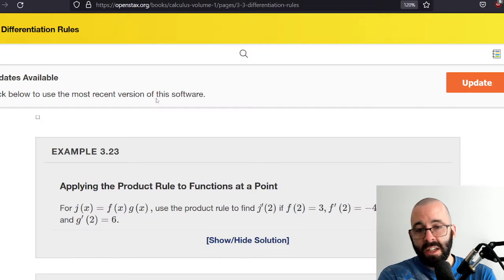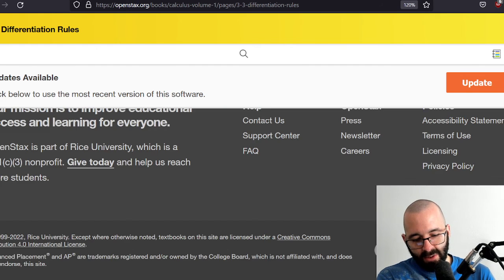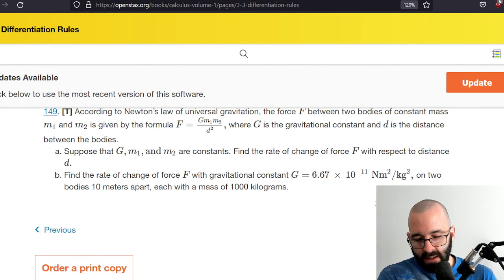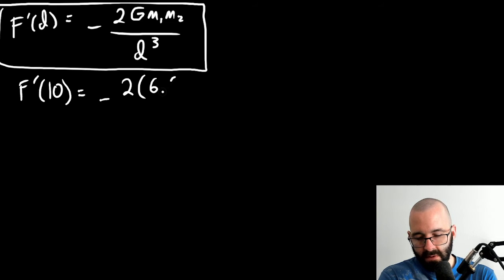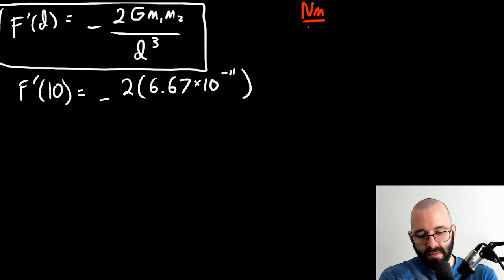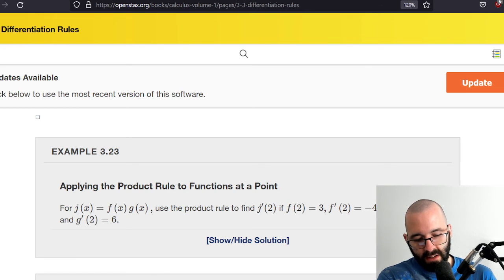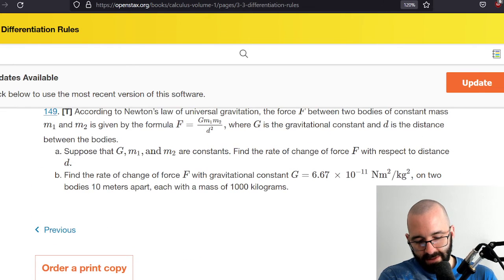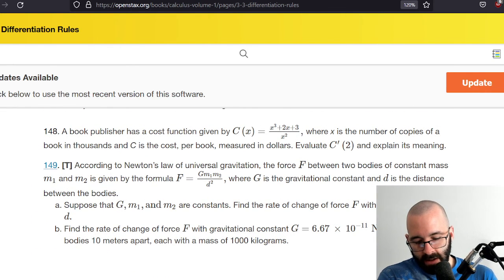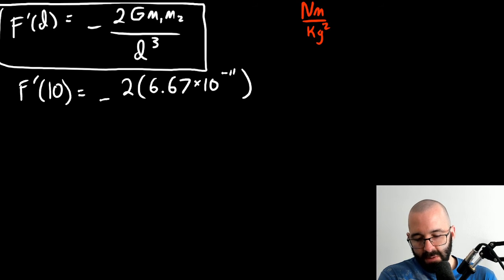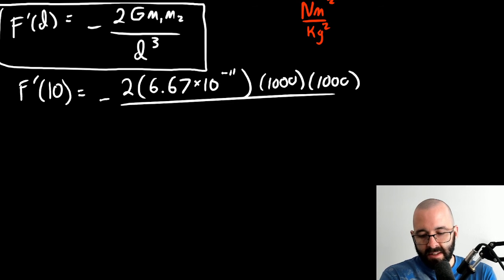So negative 2 times G. Oh no, I freaked out the book. G is 6.67 times 10 to the negative 11. And again, the units for G are Newton meters squared per kilogram squared. And the masses are both 1,000 kilograms. So m1 is 1,000 kilograms, and m2 is also 1,000 kilograms. The distance between them is 10 meters.